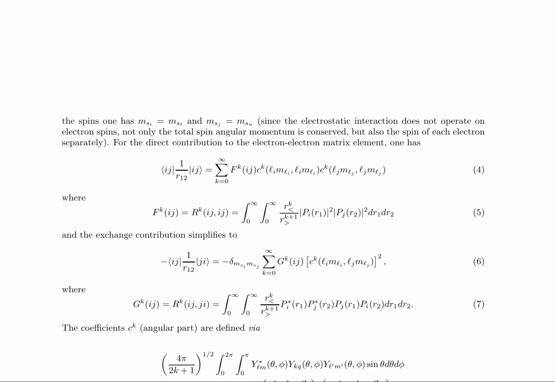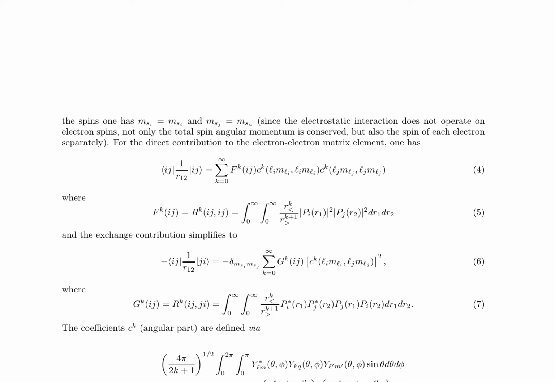In atomic physics, the evaluation of electron-electron matrix elements is crucial for understanding various atomic spectra properties. The direct contribution to these matrix elements is expressed as an infinite sum of terms, each involving a radial integral Fk and angular coefficients Ck. The exchange contribution simplifies using the Kronecker delta function and involves another radial integral Gk.